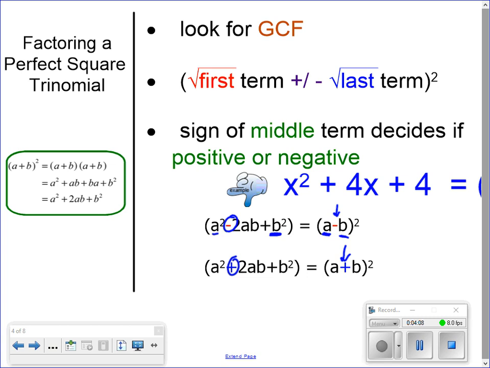So when I'm factoring this one, I'm going to take the square root of the first term, and take the square root of the last term. And then because this is adding here, I'm going to add them, and it's going to be that binomial squared, so x plus 2 squared.